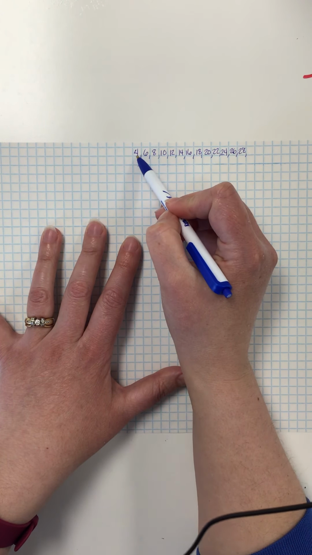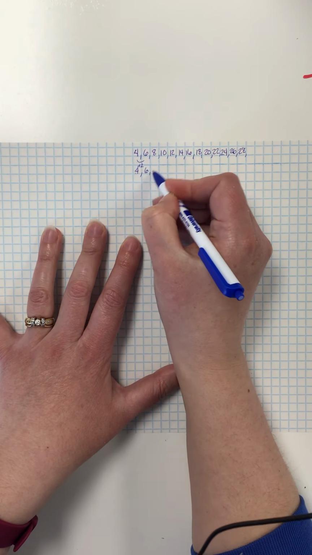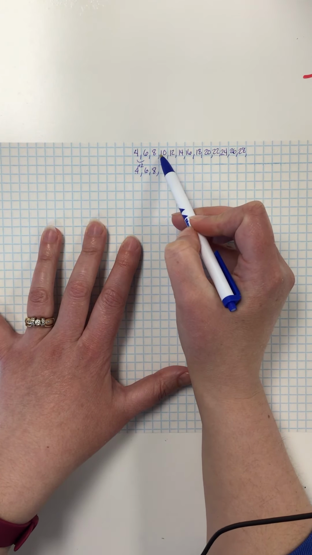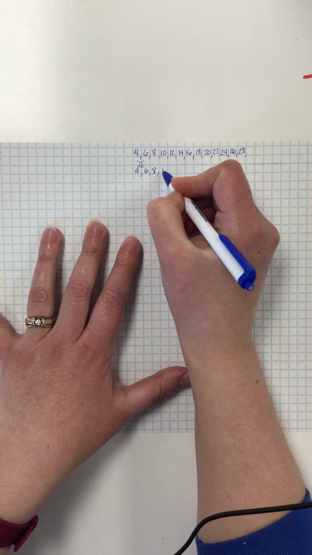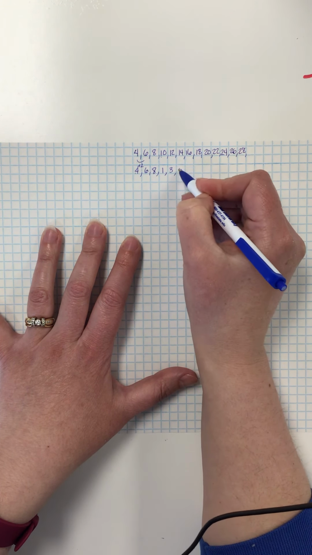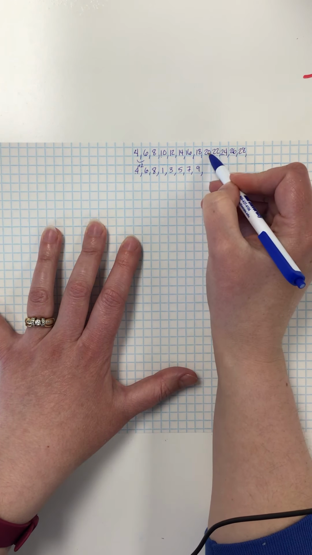Now what you need to do is, if your number is a single digit, write it again. So 4, 6, 8, those are all single digits. I can just write them. But now that I have a 2-digit number, I'm going to add the digits together. So 1 plus 0 is 1. 1 plus 2 is 3. 1 plus 4 is 5. 1 plus 6 is 7. 1 plus 8 is 9. 2 plus 0 is 2.